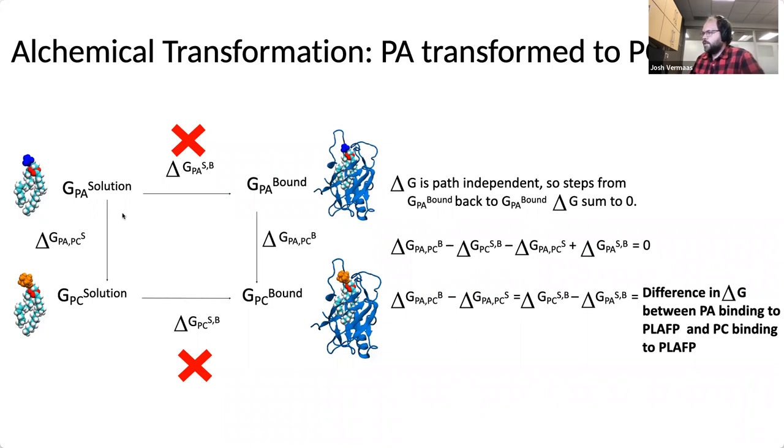So the key thing here is, if we change PA to a phosphatidylcholine in solution, that's something that we can calculate pretty easily. And it's actually a fairly small change. We're only adding this little thing onto the head of our lipid. We can do the same thing in the protein. And that will then tell us, for these transitions that we cannot do, what the free energy change difference ought to be.